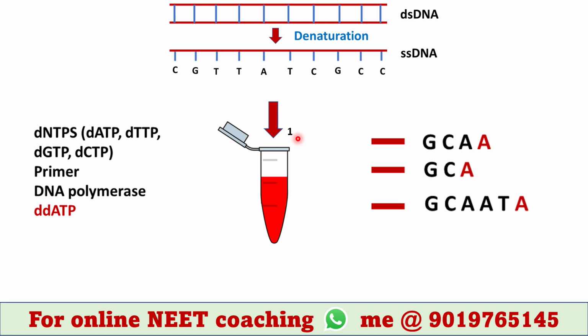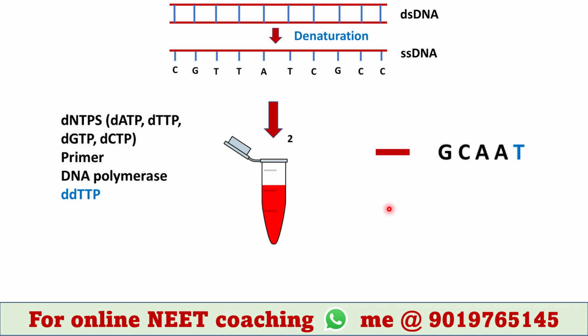In tube 1, let's see what happens. Here ddATP is used. That means it will be incorporated in DNA when the complementary base is thymine in template DNA. As the template DNA contains 3 thymine, our ddATP could be added in 3 places. Hence, we will get 3 types of DNA fragments here.